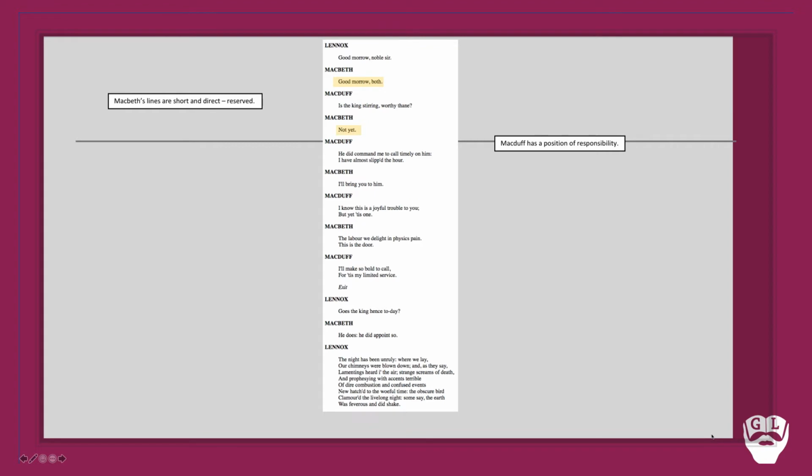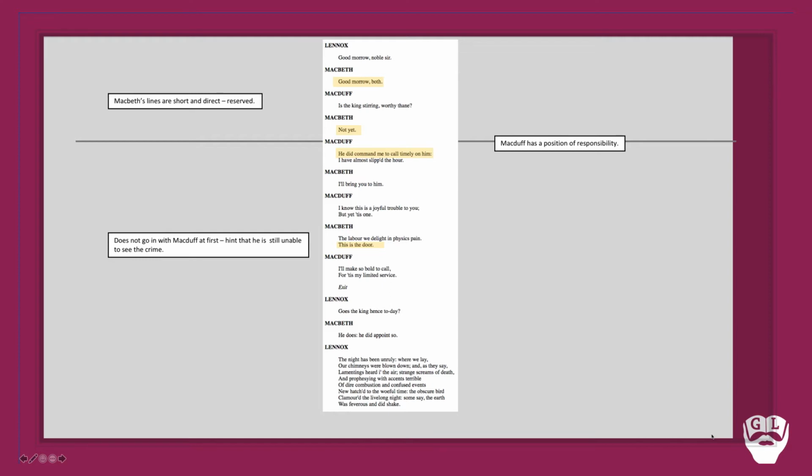Whereas Macduff has a position of responsibility. We see here how he says, "He did command me to call timely on him." So Macduff is there in a position of responsibility. Now, notice how Macbeth does not go in with Macduff. He says, "This is the door." Shows in a way to the audience, there's a very subliminal hint here that Macduff going in alone shows how Macbeth is very much reserved and not wanting to see the act again. He can't bring himself to look upon the crime.